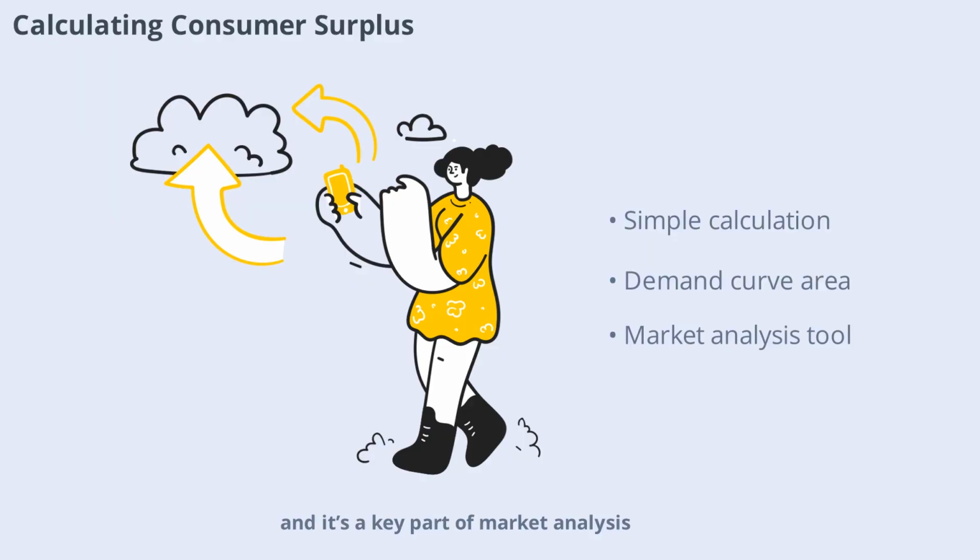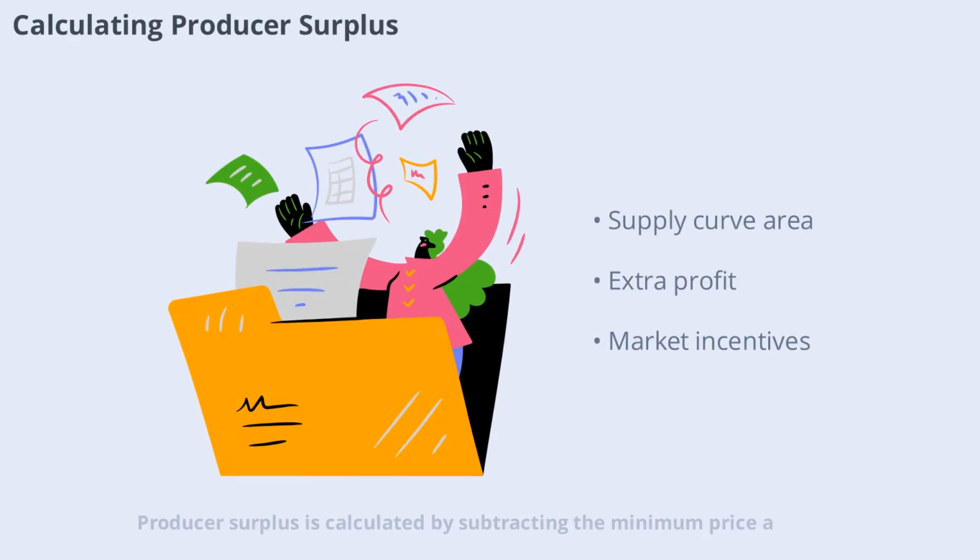Producer surplus is calculated by subtracting the minimum price a seller is willing to accept from the actual price received. For the whole market, it's the area above the supply curve and below the market price. This measure shows how much extra profit producers make, and it's crucial for understanding incentives in the market. Higher producer surplus often leads to more production and innovation.